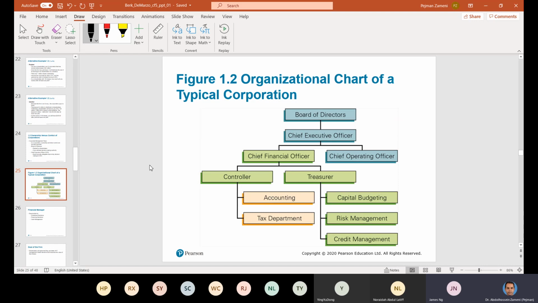That's correct. Another branch is the treasurer, who handles capital budgeting, risk management, and credit management. What is capital budgeting, guys? What do we do under capital budgeting? To see whether the company has enough money to invest in a new project or expand a project, things like that. Is it? Okay, any other ideas?